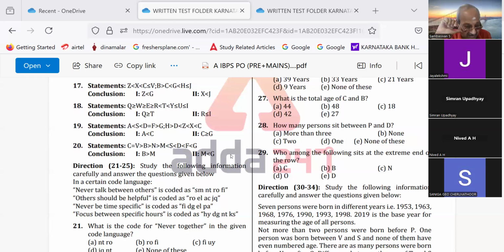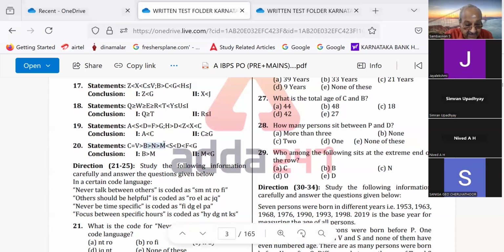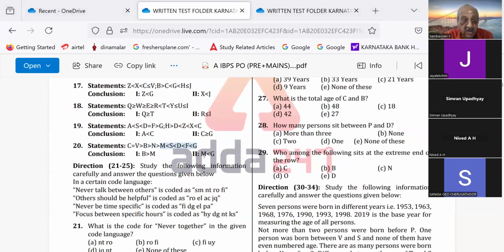Achha. Can you explain? In the first, it is clearly given, you are right. Here it is given clearly B and M. So this B is greater than M. That is seen here clearly. Similarly, M and G are also less than only. So that way, this is also given. Both are true. Very good.